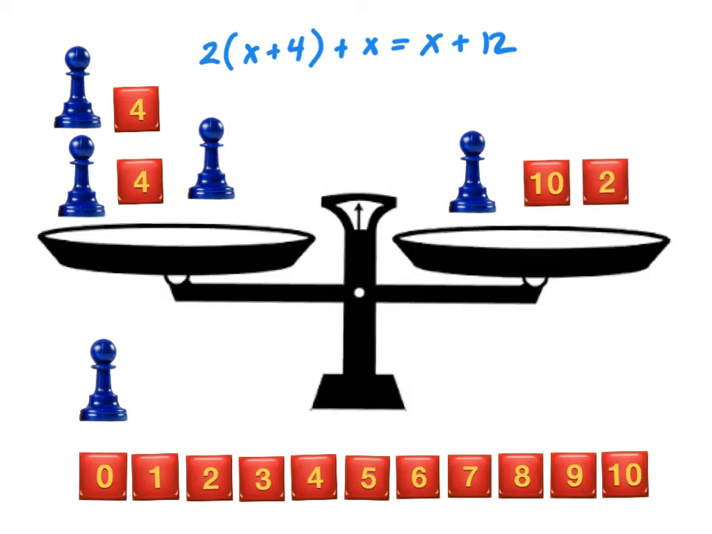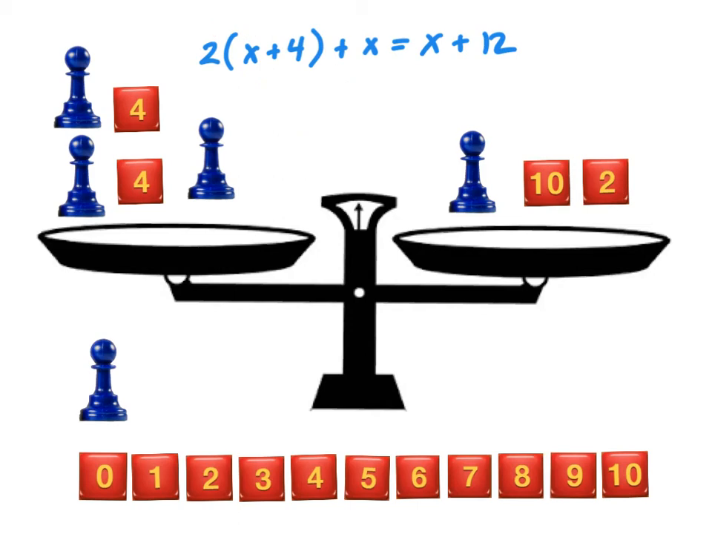You certainly are encouraged to group all of your x's together and all of your numbers together to simplify the equation. And if we look at our original equation, we should have 2 x's as well as 2 4's. 2 4's equals 8, plus another x. So if we were to simplify this whole left-hand side, we have 2 x's and another x. That gives us 3 x's plus 8, and then the right-hand side would be x plus 12. If we look at our setup, we have 3 x's plus 8 equals an x plus 12.